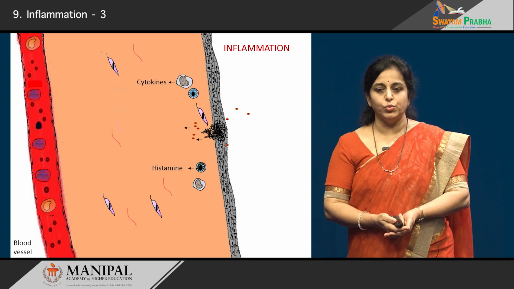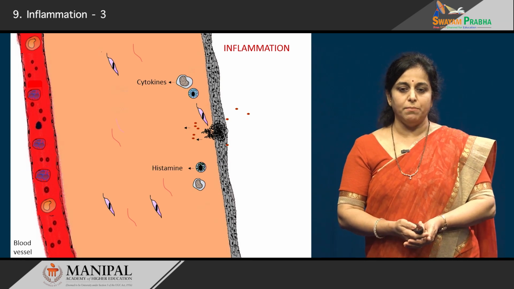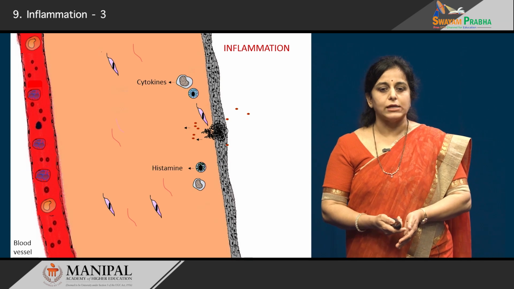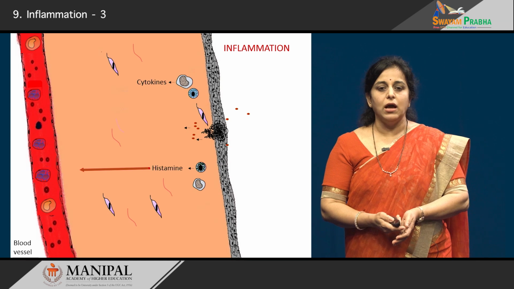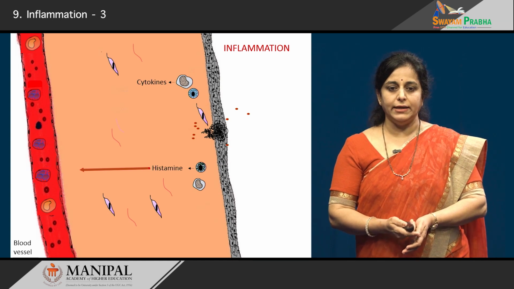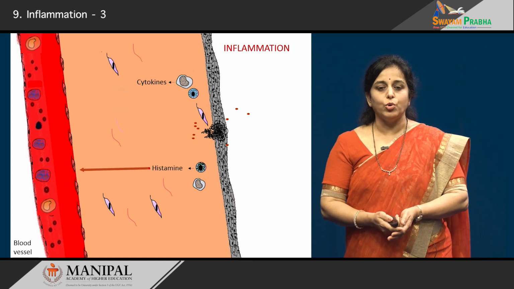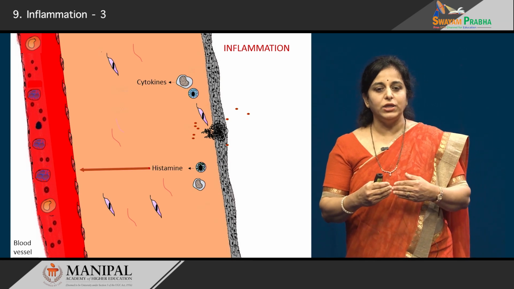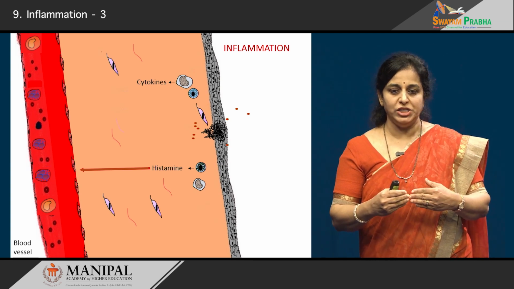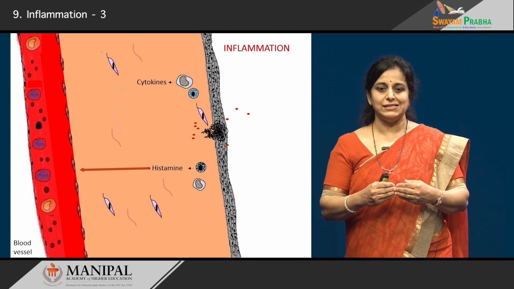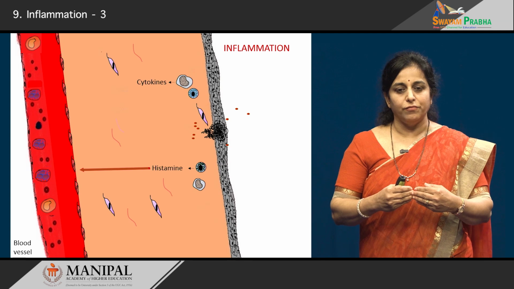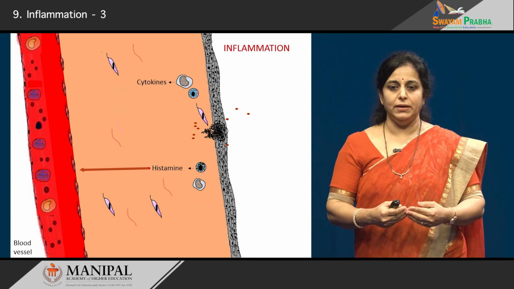Now, what do these do? The histamine that is released by the mast cells primarily acts on the blood vessels, causing vasodilatation. Also, you can see here that normally the endothelial cells are closely opposed to each other. Now, the histamine increases the gaps between these endothelial cells, what is called increased vascular permeability.